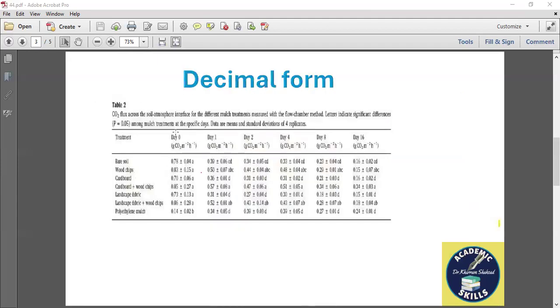So here you can see data of CO2 flux. CO2 flux were measured, and we reported the values in decimal form. You can see that there was 0.78, 0.83, and 0.03. So our values are reported in decimal form.